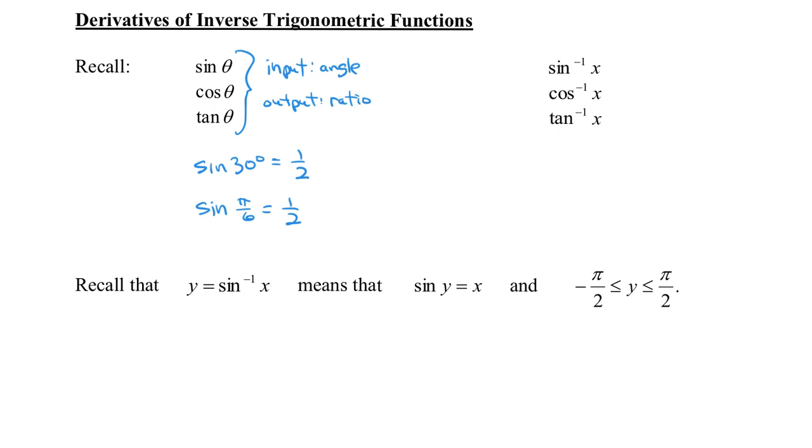Now these over here are the reverse of that. When you use an inverse trig function, the input will be a ratio and the output will be an angle. Also remember the names here. Sometimes it's written this way, which is kind of unfortunate because it's easy to think of this as being 1 over sine. But the older way to say this would be the arc sine of x.